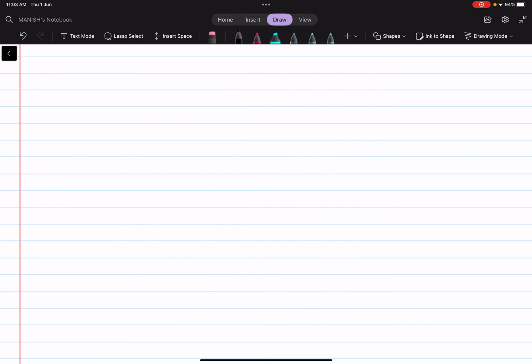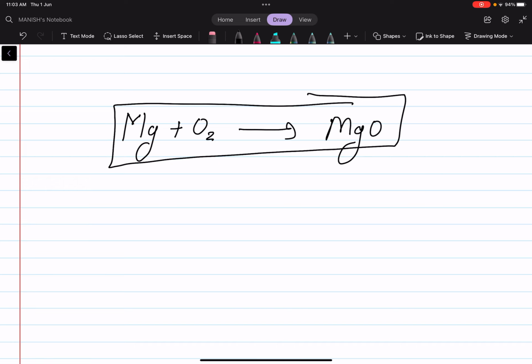The equation is: when we burn magnesium ribbon, it gives magnesium oxide. Try to balance this equation.